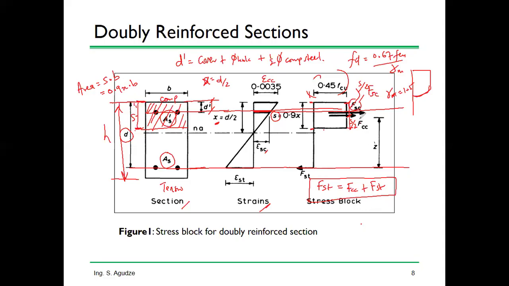So as you already know, the distance between the force in concrete in compression and the tensile force is the Z. Is that okay? Which is called the lever arm.